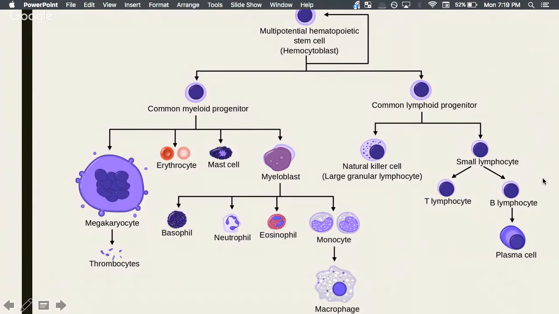So basically, myeloid versus lymphoid. It's interesting to note that red blood cells, mast cells, and platelets all come from a common myeloid progenitor, as well as your myeloblasts, the stuff that you're used to: basophils, neutrophils, eosinophils, and monocytes. So you can have a myeloid cancer of any of these, and pretty much the same with lymphoid. You can have your natural killer cells or your T and B lymphocytes and your plasma cells.